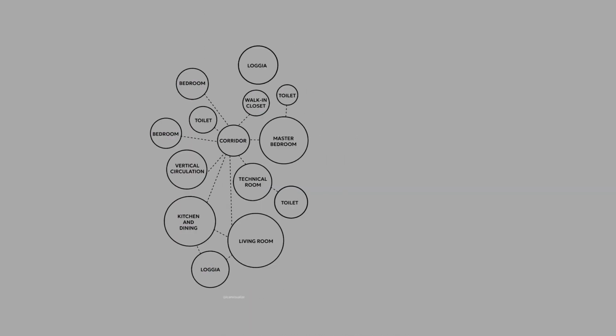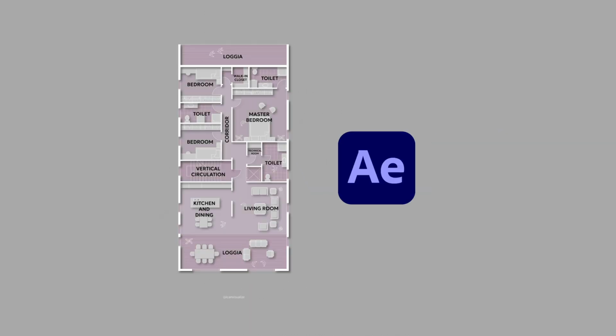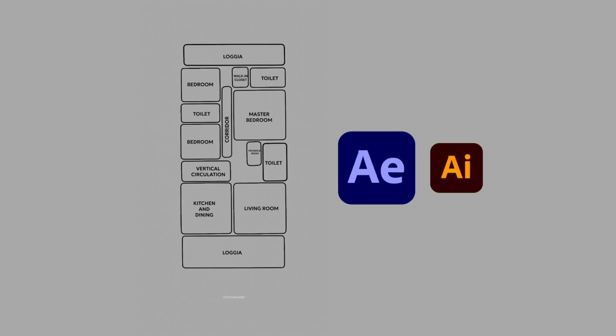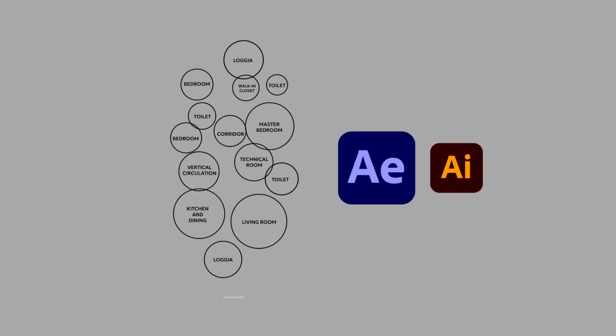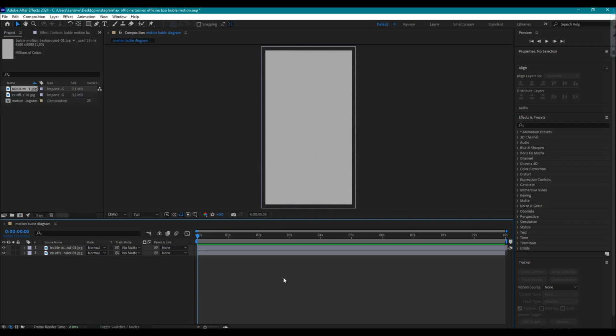Hi guys! We will see how to make this plan zoning animation with Adobe After Effects. Also, we will make some simple things with Adobe Illustrator. So let's start. I am starting with importing a background to After Effects.